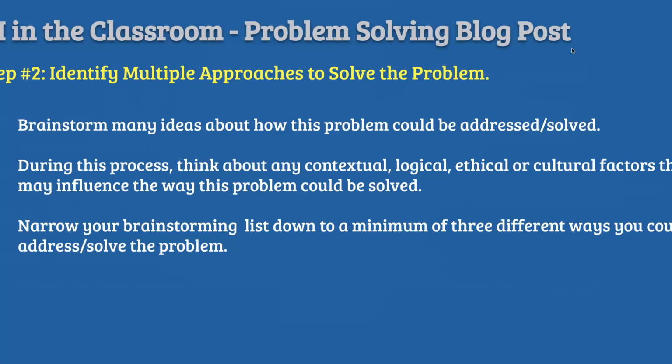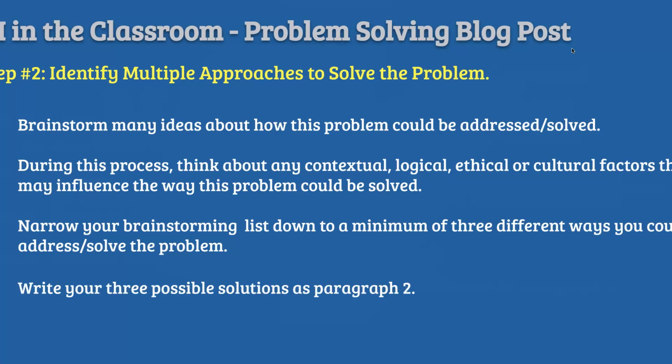Once you get done with that whole process and you have as many ideas as you can out there, narrow the list down to a minimum of 3 different ways that you could address the problem. So let's say you came up with 10 ways to solve it. Well, of those 10 ways, narrow it down to 3 that you think really could do the trick. And then that is going to be paragraph 2 for this particular blog post.